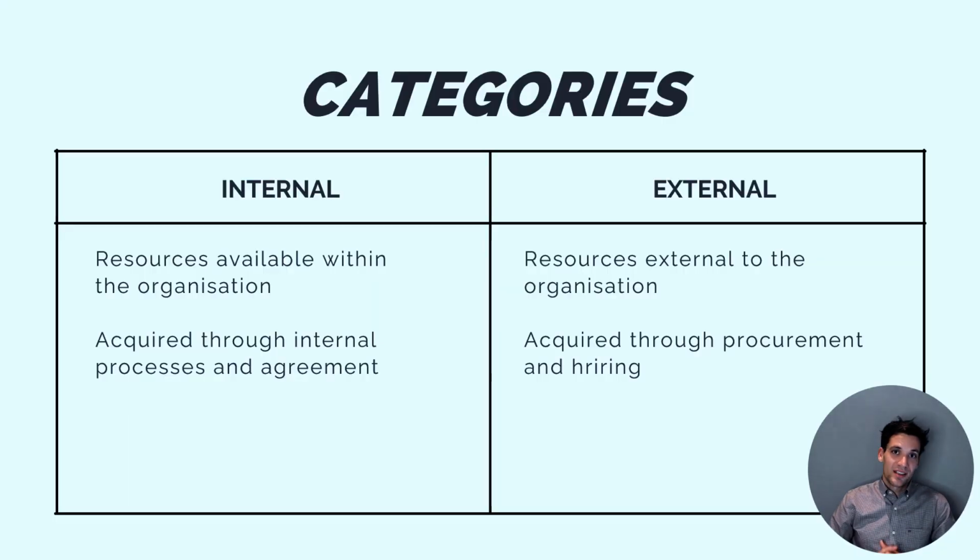We can then put these resources into two key categories. So we've got internal resources and external resources. So internal resources are resources available within the organization that we have already at our disposal. We don't have to buy them from elsewhere. And we've also got external resources. So these are resources external to the organization. So things like suppliers, subcontractors, other things. Internal resources we'll acquire through the internal processes to our company. External resources we acquire through external procurement processes. So we need to get quotes, sign contracts.